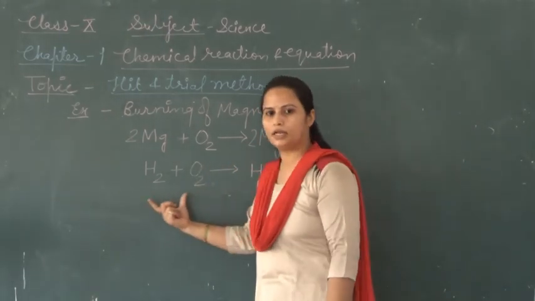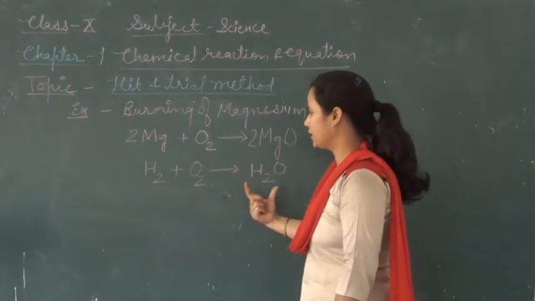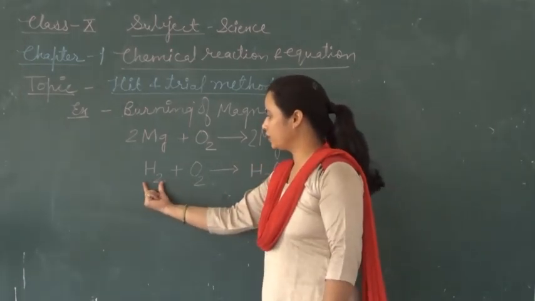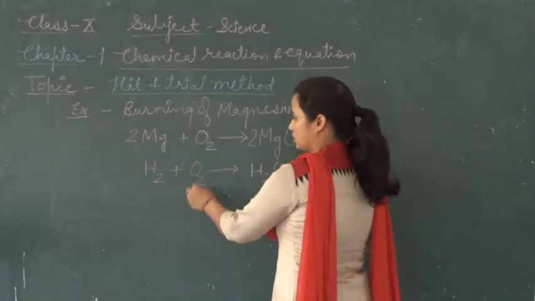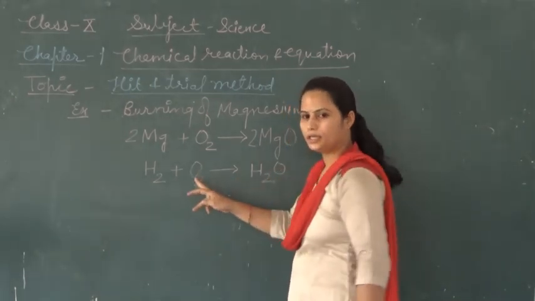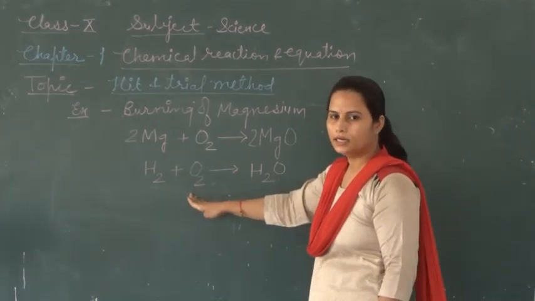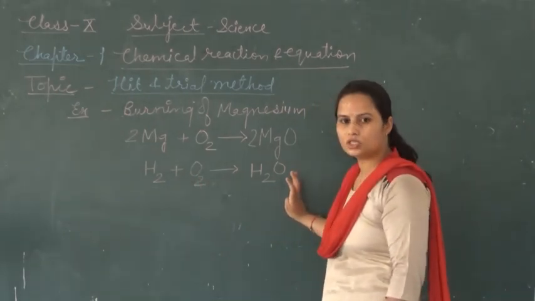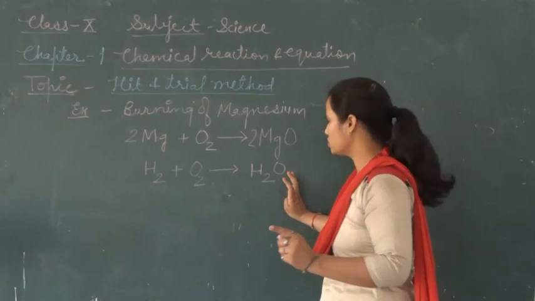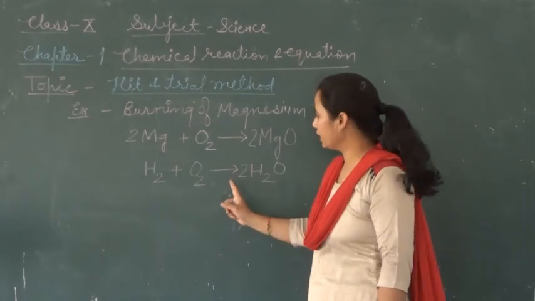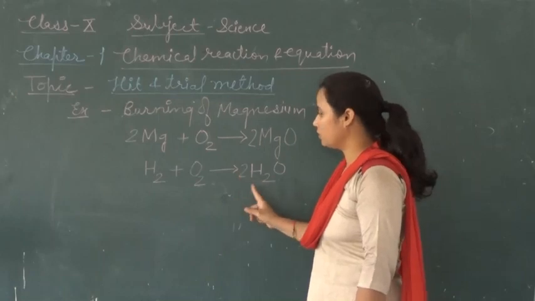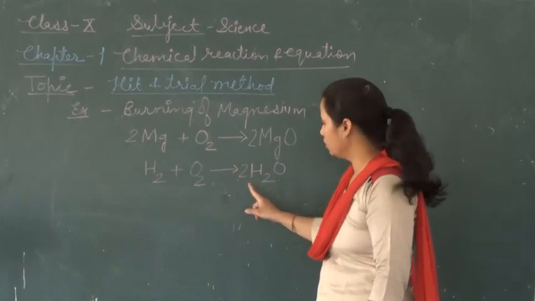Now let's start to balance both sides. Both hydrogen and oxygen have the highest number of atoms, so let me start with either one. Suppose the oxygen: the number of oxygen atoms is 2 on the left hand side, and on the right hand side it is only 1. So first we balance the oxygen. Here we write 2. Whenever we write 2 here, the total number of hydrogen atoms becomes 4.